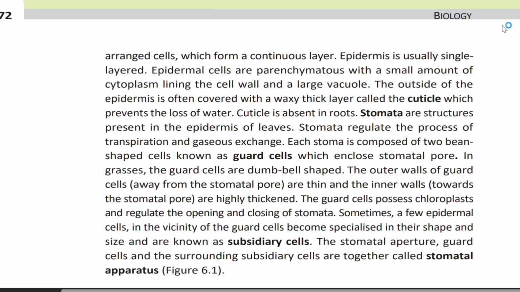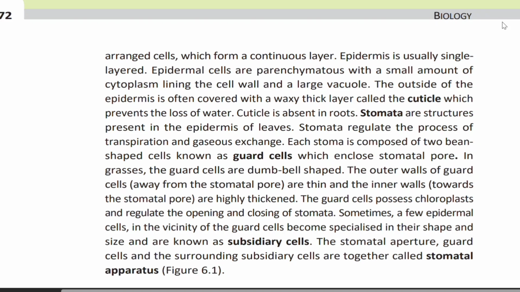Stomata are structures present in the epidermis of leaves. Stomata regulate the process of transpiration and gaseous exchange. Each stoma is composed of two bean-shaped cells known as guard cells, which enclose the stomatal pore. In grasses, the guard cells are dumbbell-shaped. The outer walls of the guard cells, that is, away from the stomatal pore, are thin, and the inner walls, that is, towards the stomatal pore, are highly thickened. The guard cells possess chloroplasts and regulate the opening and closing of stomata.